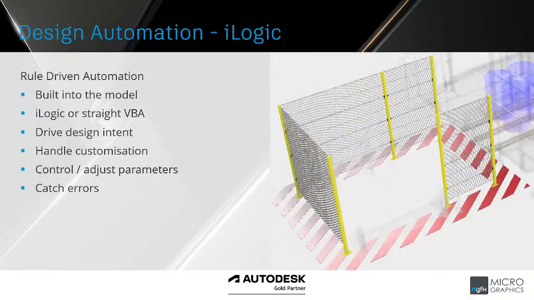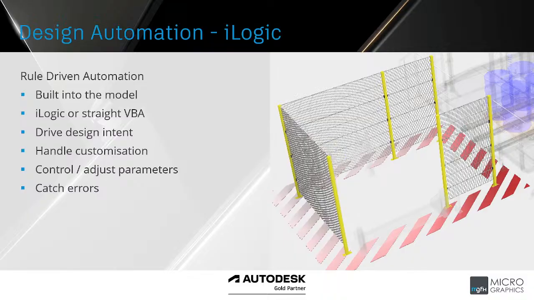So looking at our logic, I have spoken about rules that would control certain aspects of a design. But what are rules? Looking at rule-driven automation, rules are built into the model. It's a piece of code written in iLogic or straight VBA script. So it is programming that is built into the model, and it is used to drive the design intent.